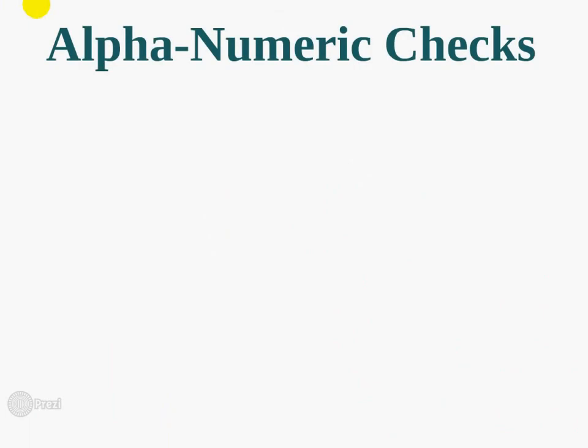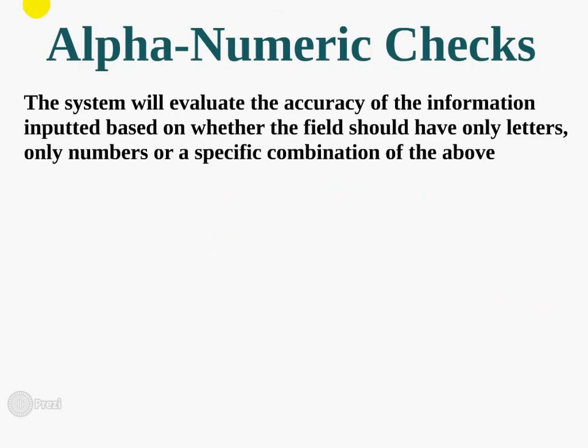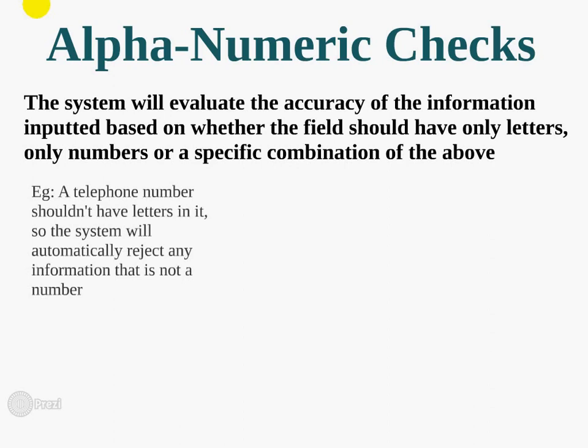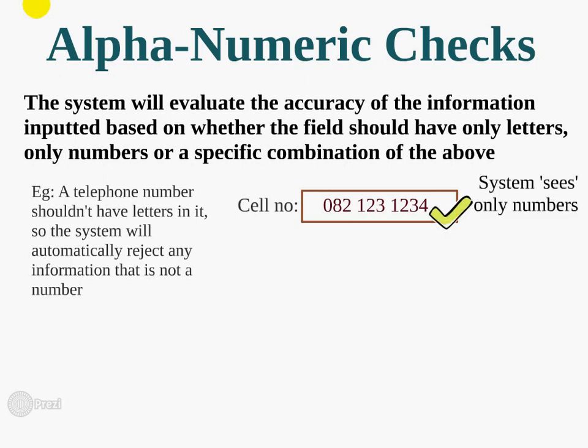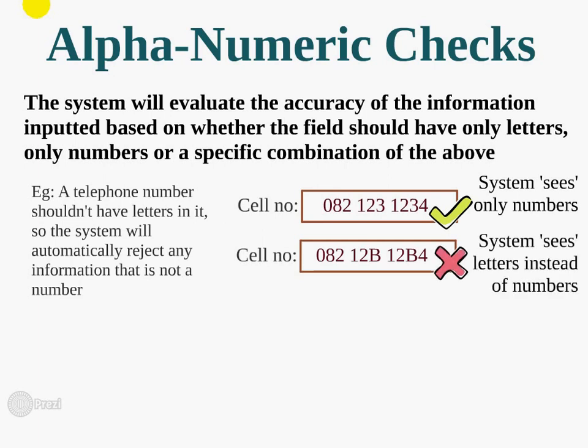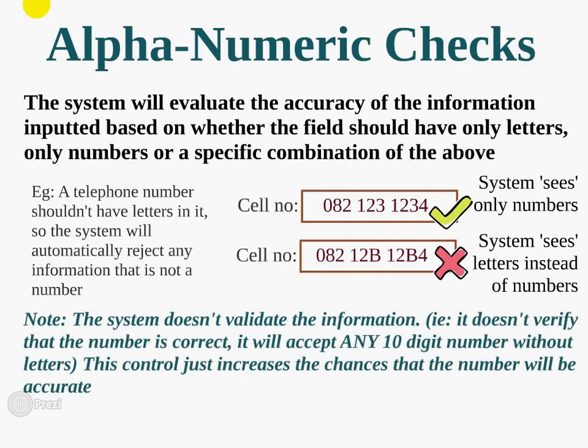Your alphanumeric check, the system will evaluate the accuracy of the information inputted based on whether the field should have only letters, only numbers, or a specific combination of the above. Example, a telephone number shouldn't have letters in it, so the system will automatically reject any information that is not a number. Example, your cell number 082.123.123.4. The system will only see numbers, therefore it accepts. Your cell number 082.12b.12b.4, in other words, the person has mistakenly put a B instead of a 3, means the system sees letters and will automatically reject the information. Note, the system doesn't validate the information, okay? i.e.